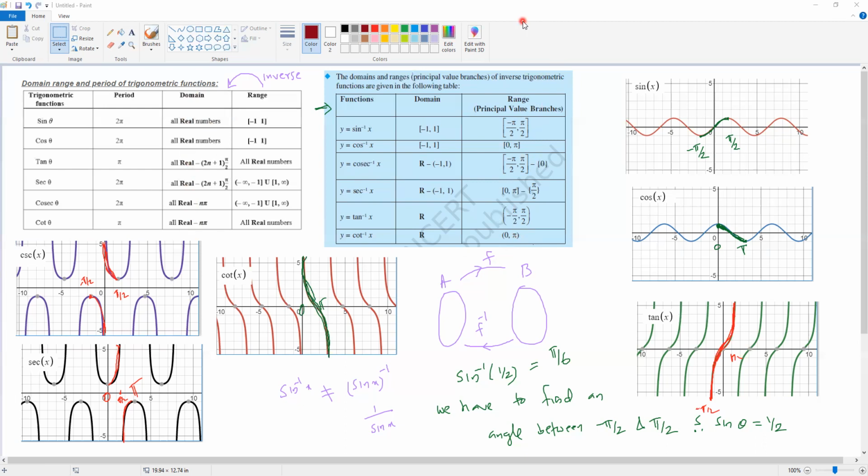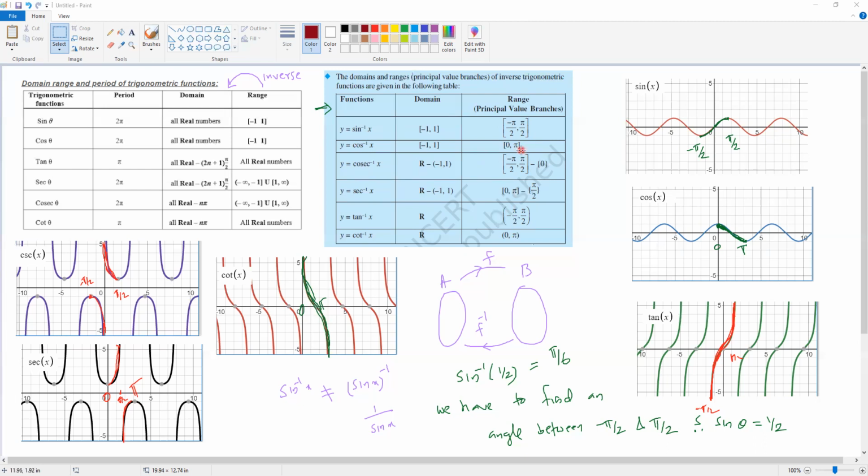Yes, sir. Now you can forget everything, no issue. Just forget everything, no problem at all. आपको इतना याद रखना है कि whenever you want to find sine inverse x, you have to find the angle between minus pi by 2 and pi by 2, including both. When you want to find the cos inverse x, you have to find the angle between 0 and pi, including both 0 and pi.